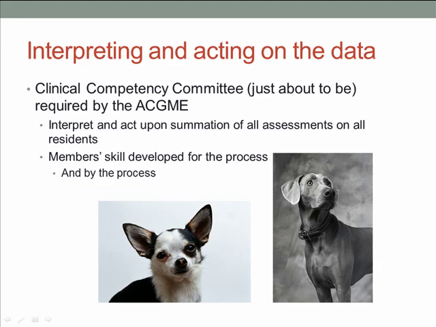Sometimes these committees have residents on them, maybe yes, maybe no. And so these committee members would be able to discern from the assessment data that a program director is feeding them where a trainee stands. So I think the format has great potential.